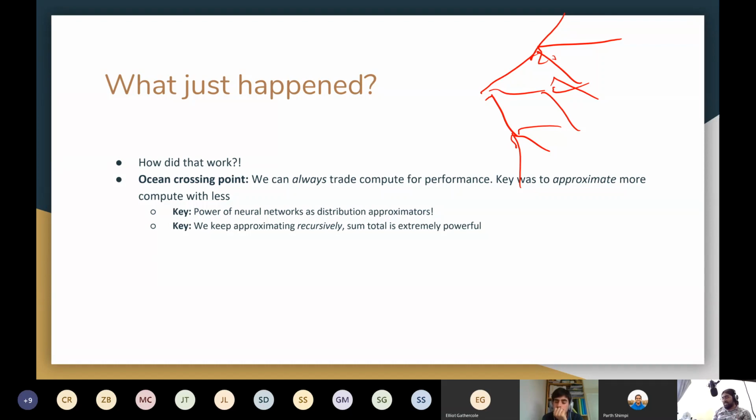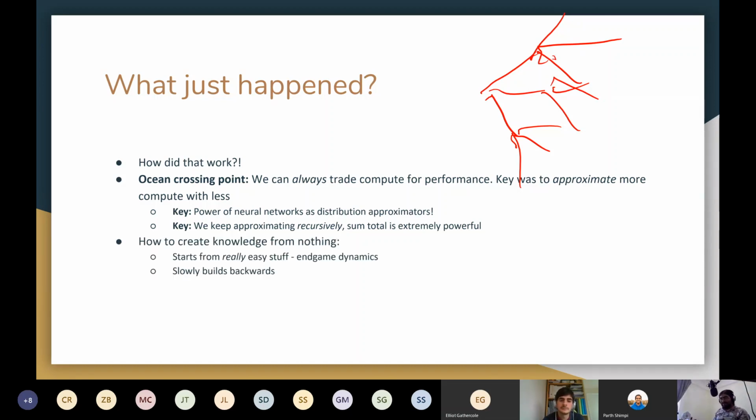Because neural networks are awesome, and because we can just keep doing this, if we do this enough times in this horrifically expensive way, we can learn how to approximate. We can create knowledge from nothing and be incredibly powerful.